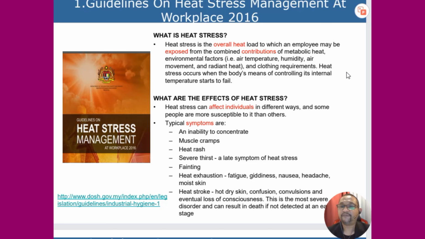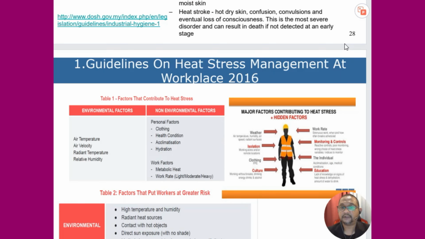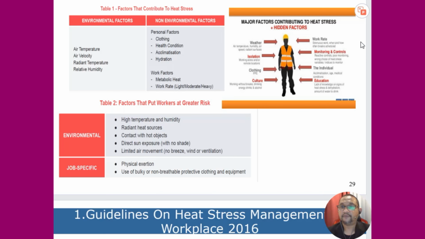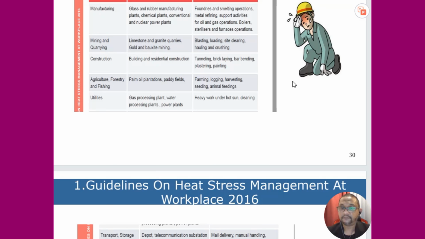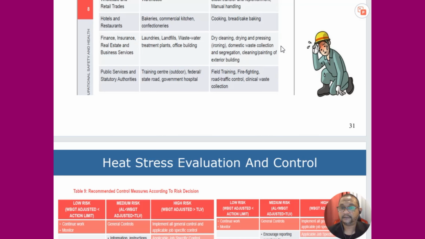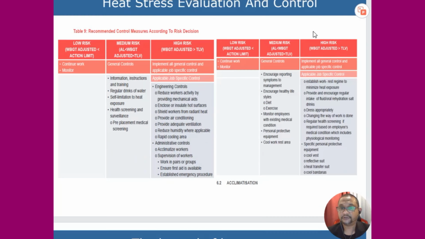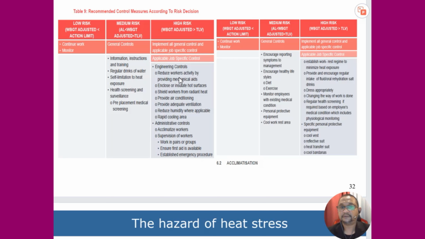Okay, what are the effects of heat stress? This is all the effects and symptoms that will affect the employee. So what we have to do when it happens, this is the guideline. Example in manufacturing, example of workers and which activities must be done for the workers. Okay, this is all the guideline, heat stress evaluation and control, low risk, medium risk, and high risk.